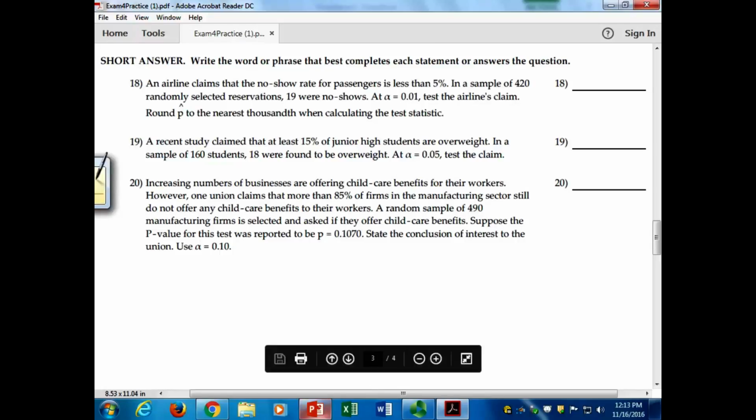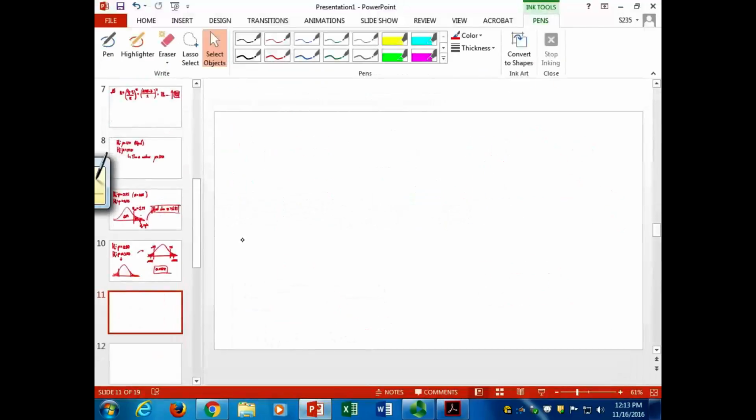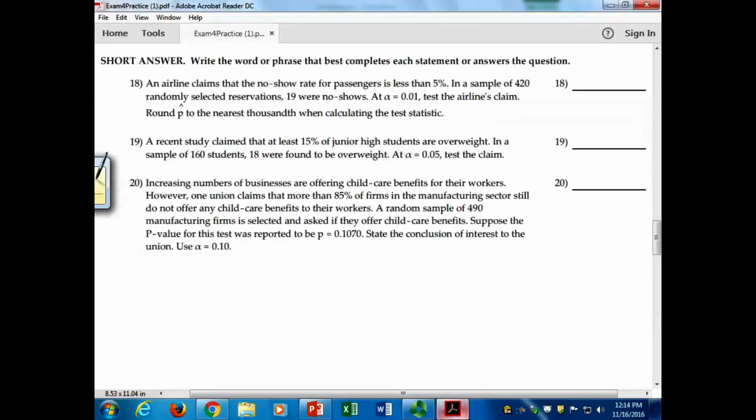Okay. So the null hypothesis and the alternative, the null always has to be equal to. So what's kind of the claim here? Or what are we trying to show or prove?